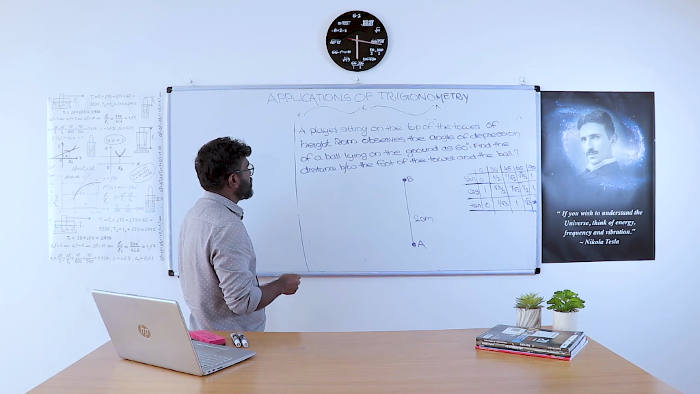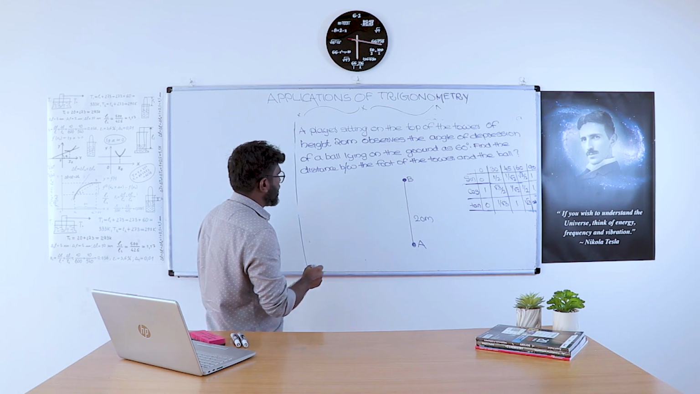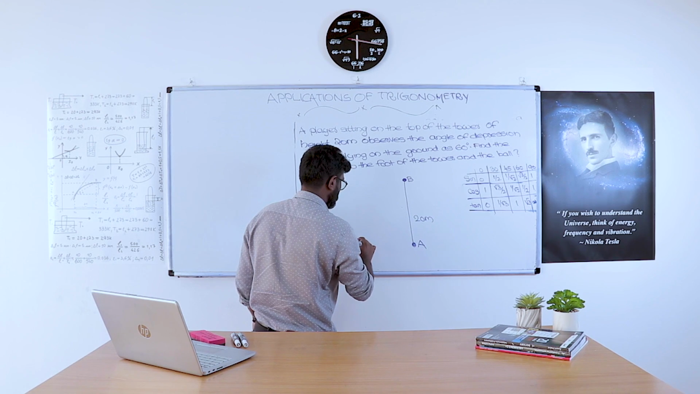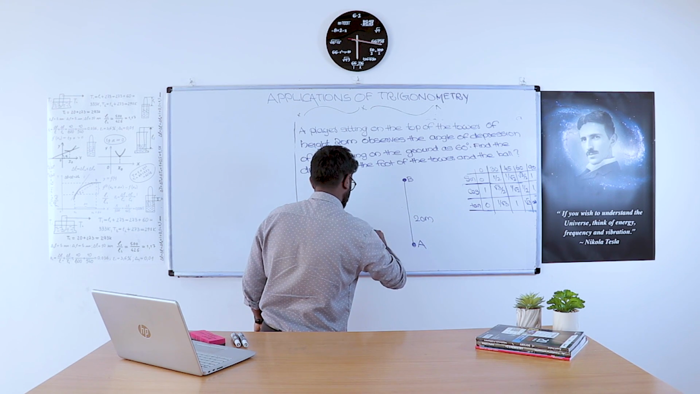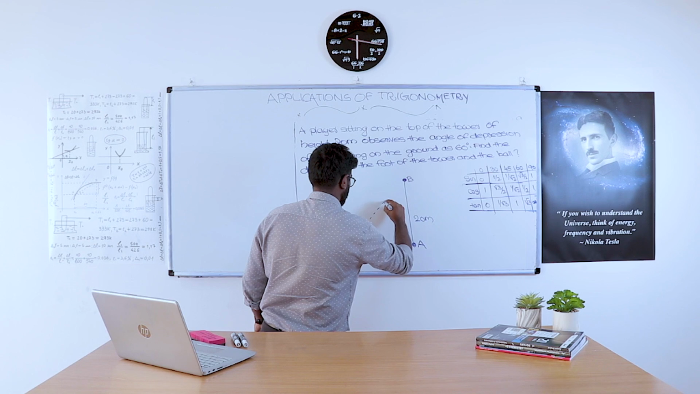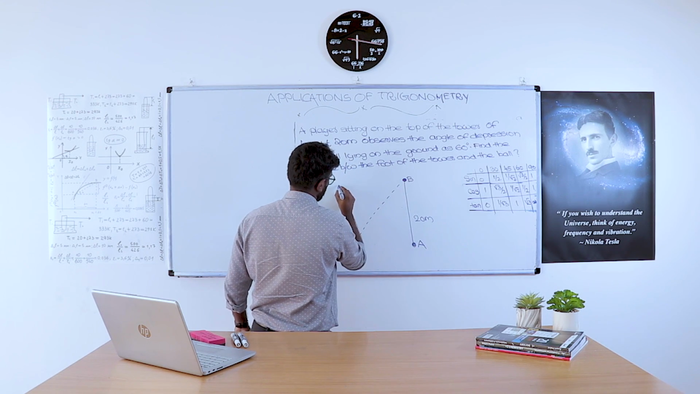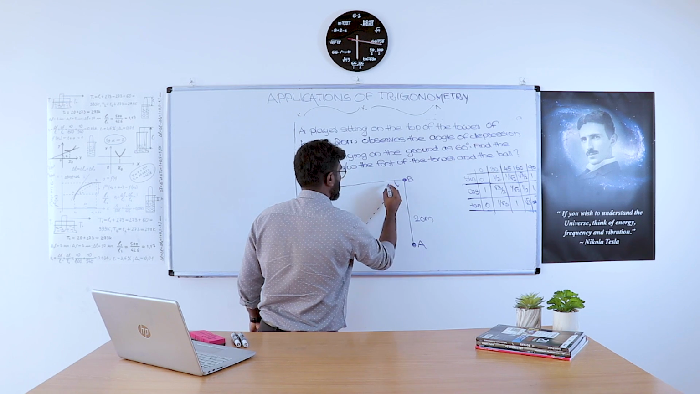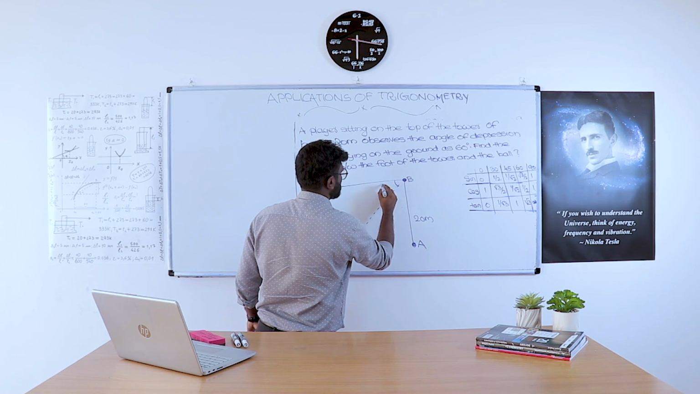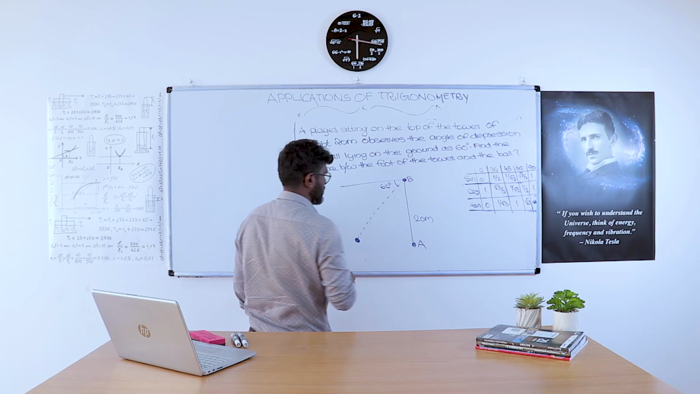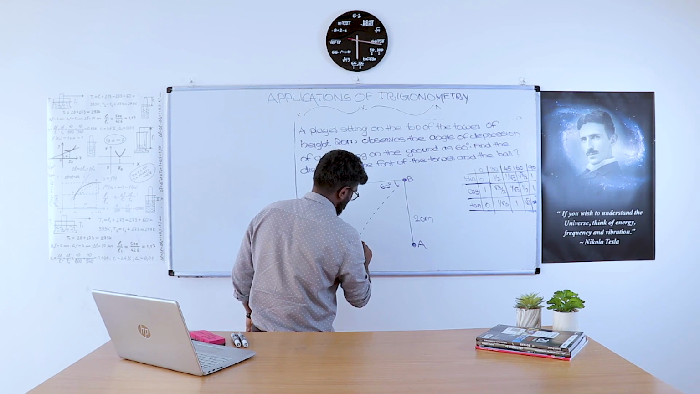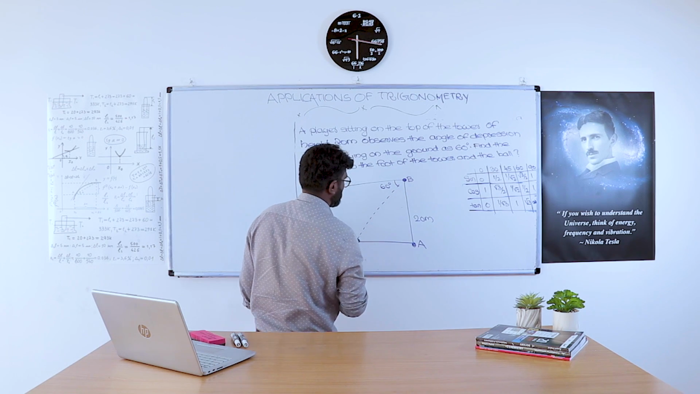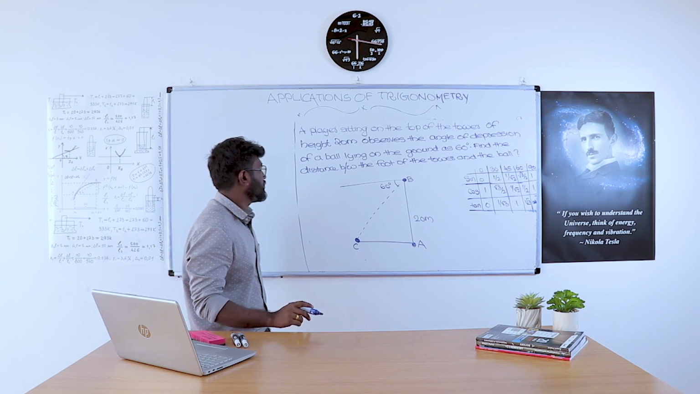Height 20 meter. Observes the angle of depression of a ball lying on the ground as 60 degrees. So here is the ball. This is the normal eyesight, and this angle is theta. Theta is equal to 60 degree. This is 60 degree. And we complete A, B, C. Lying on the ground at 60 degree.